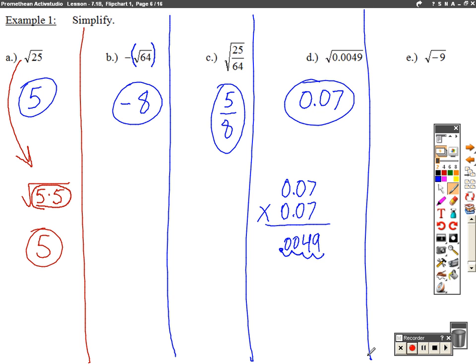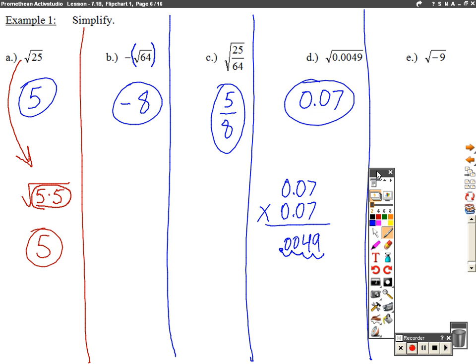And what times itself gives you negative 9? Well, nothing. You cannot take the square root of a negative number, at least not yet. So we'll say, for now, cannot be simplified.